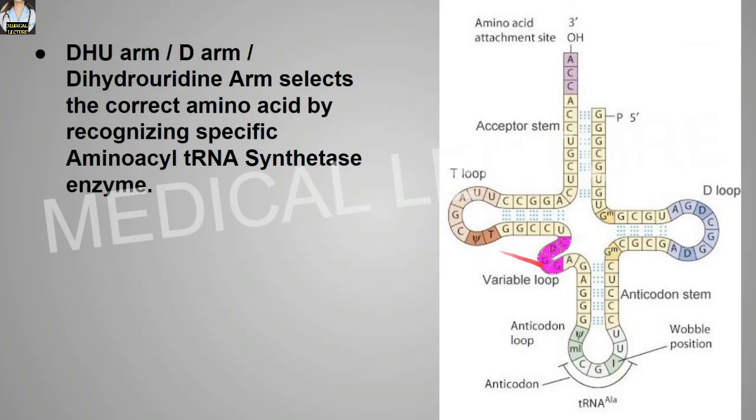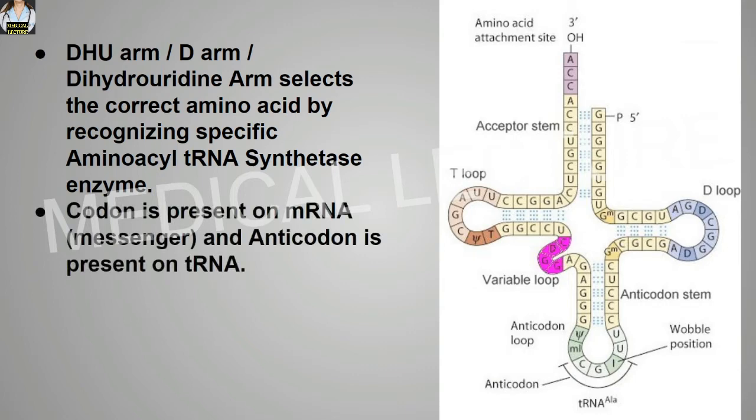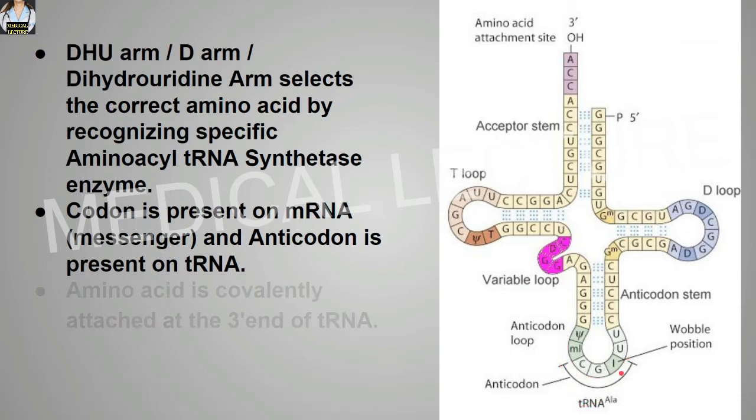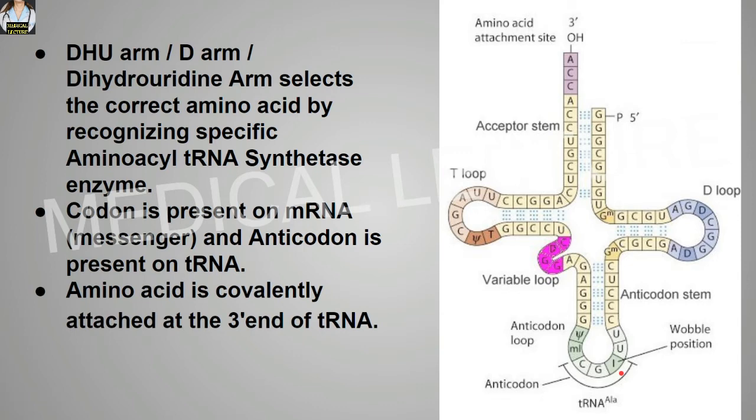Now next is the D-loop or the D-arm or the DHU arm. This DHU arm, or the dihydrouridine arm, selects the correct amino acid by recognizing the specific aminoacyl tRNA synthetase enzyme. Now the codon is present on the mRNA or messenger RNA, and the anticodon is present on the tRNA. So as you can see over here, this is the anticodon loop consisting of the anticodons. Amino acid is covalently attached at the 3' end of the tRNA.